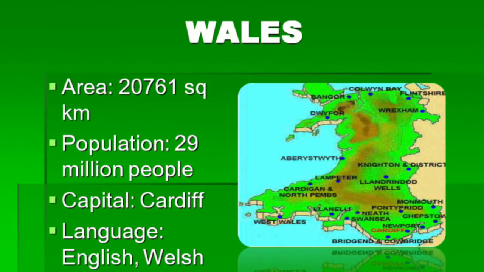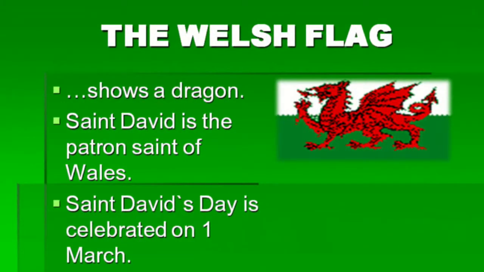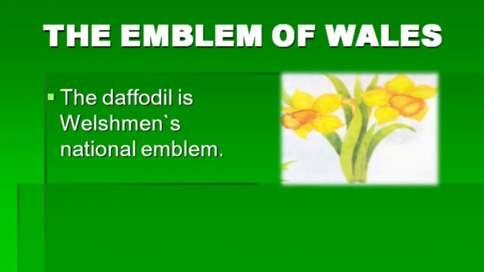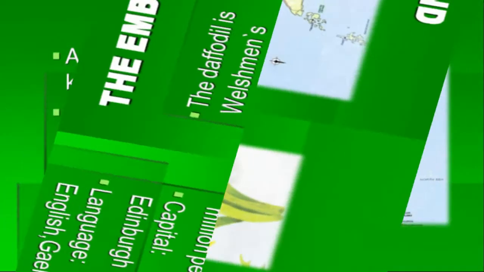Next, Wales. Population is 29 million people. Capital Cardiff. Language. 2 languages are spoken, English and Welsh. So the Welsh flag shows a dragon. St. David is the patron saint of Wales, and it is celebrated on the 1st of March. And Wales is the only country that is not represented on the British flag, because it has already been united. And the emblem, the flower emblem of Wales is the daffodil.